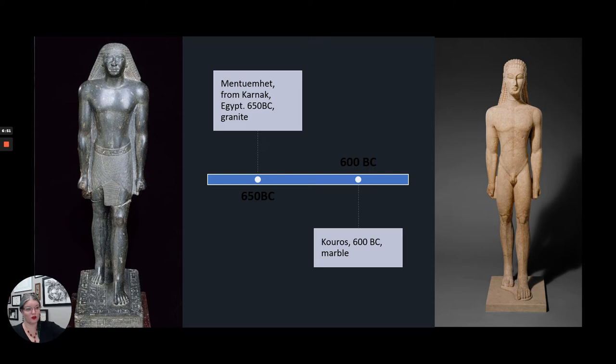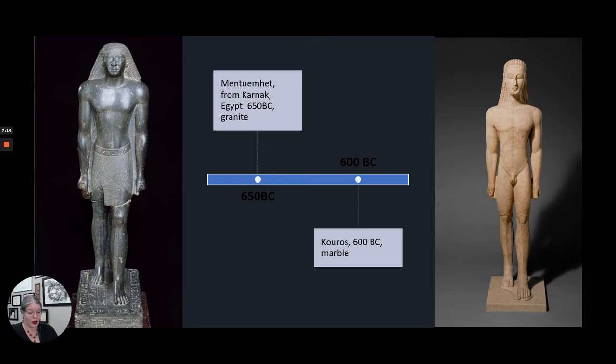You'll also notice the space between the arms and the torso is solid, is filled in to create more stability, also the area between the legs. Whereas on the Greek sculpture, that's all carved out, right? So much more of an interest in motion and a little more interest in naturalism, even this early in the Archaic period, than the interest in stability and rigidity that we see from the Egyptians.